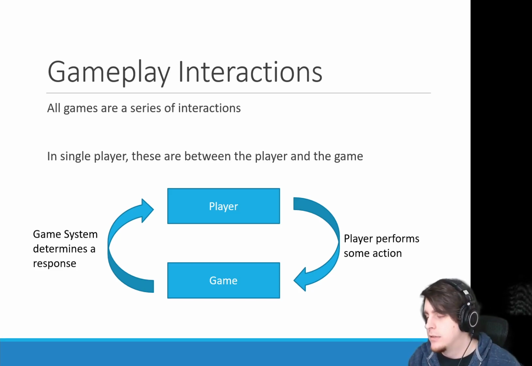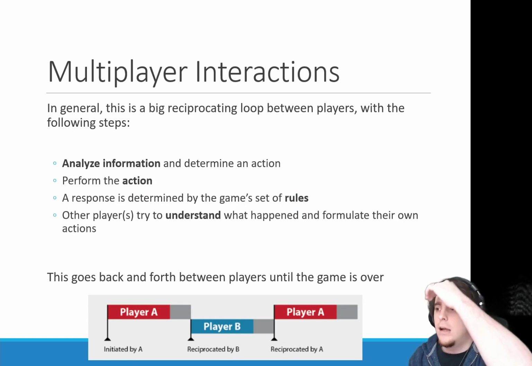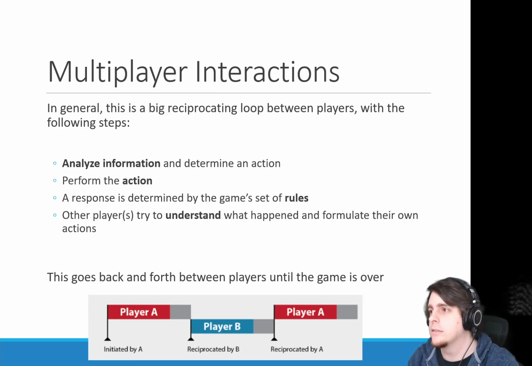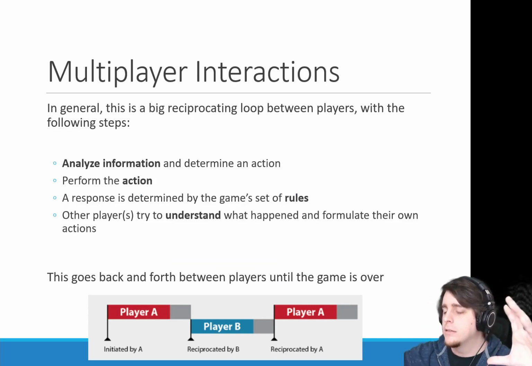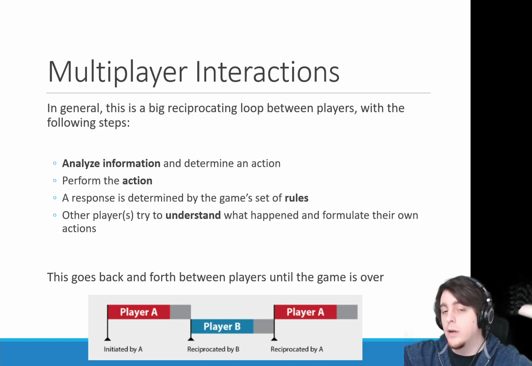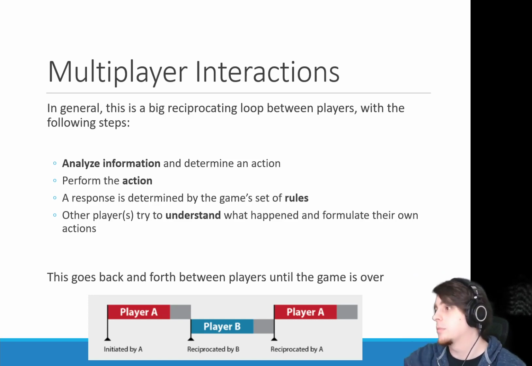And in general, once you expand this to multiplayer, I don't think I want to get into that too much. But in general, this becomes a big reciprocating loop between players where a player sees that response from the game system, analyzes the information. So, okay, what has changed? Maybe my character has jumped. Maybe I've taken damage or something else has taken damage. But again, in that moment to moment, the player first analyzes information to determine what their next action will be. So then they act on that information, performing that next action.